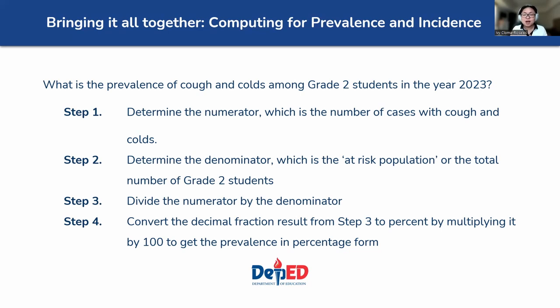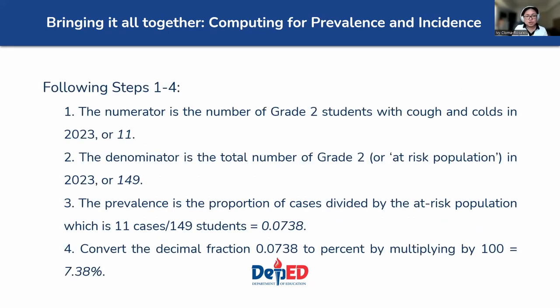It's actually a basic fraction. So let's see. Step 1, the numerator is the number of grade 2 students with cough and colds, which is 11. Step 2, the denominator is the total number of grade 2 students, which is 149. Step 3, 11 cases divided by 149 students is 0.0738. Then we convert the decimal fraction by multiplying it by 100, so we get 7.38%.